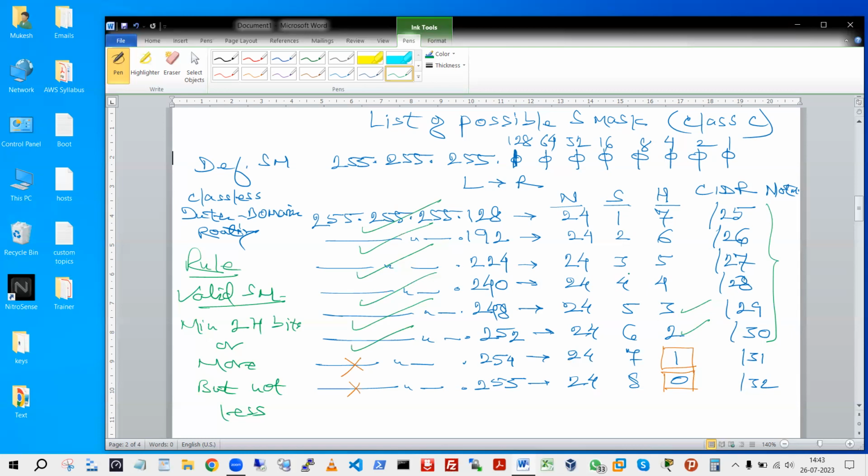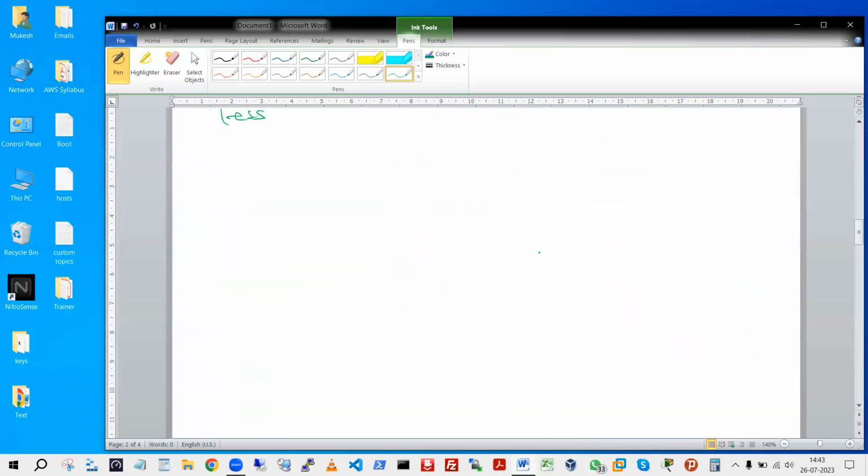Okay. Now, based on this understanding, we'll see an example of subnetting. And we will talk about class C first. So, let us consider one class C network.